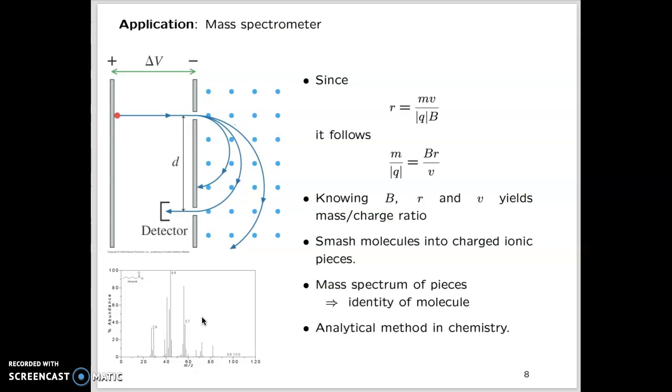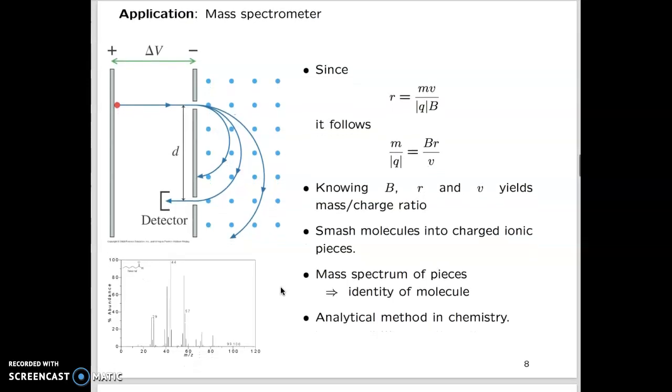Of course, before you smash it up, you have to sacrifice a little bit of the material, the substance that you're analyzing, in order to get this spectrum. But this will tell you something about the identity of the molecules that you have smashed up. Okay, I know that's a lot to digest, but I just want to make it clear that this problem that we've just worked through has a really important application in chemistry, the mass spectrometer. You can read more about that. I'm not sure if it's in the textbook, but certainly on the internet.